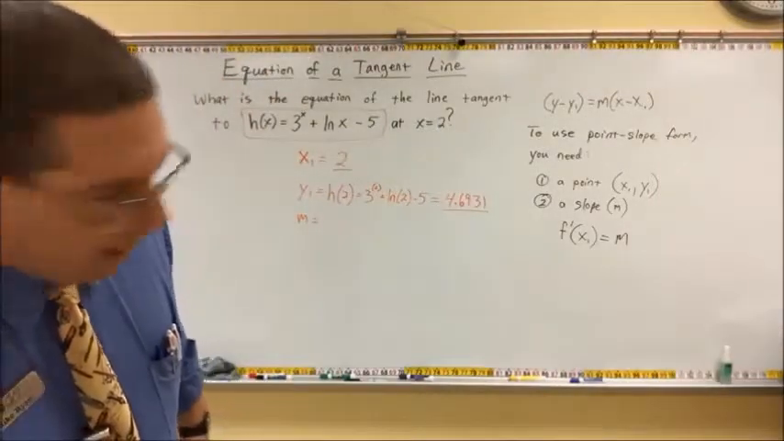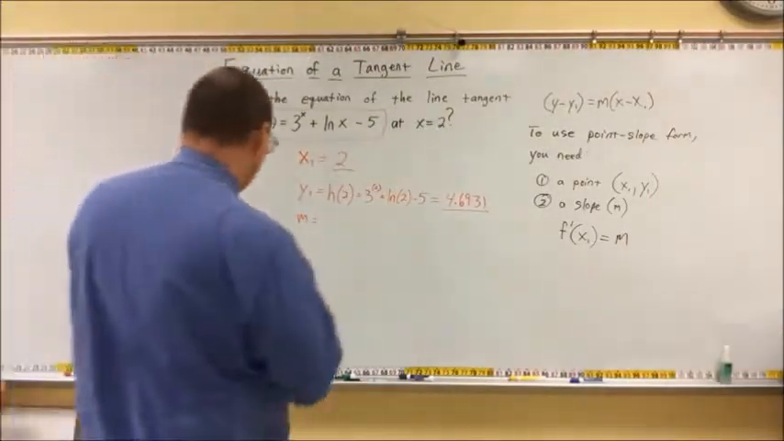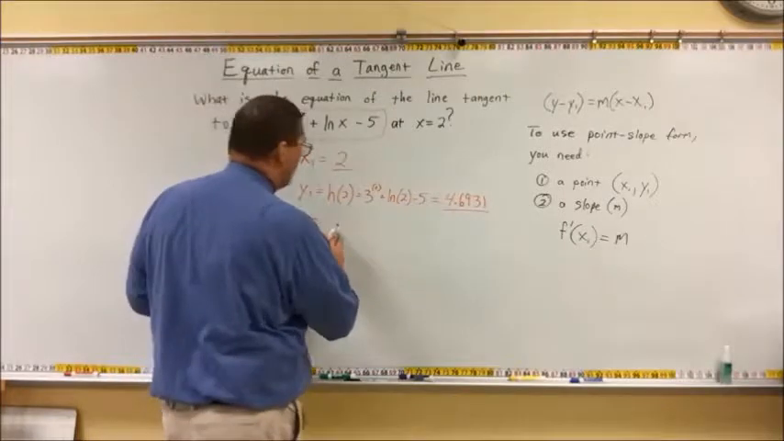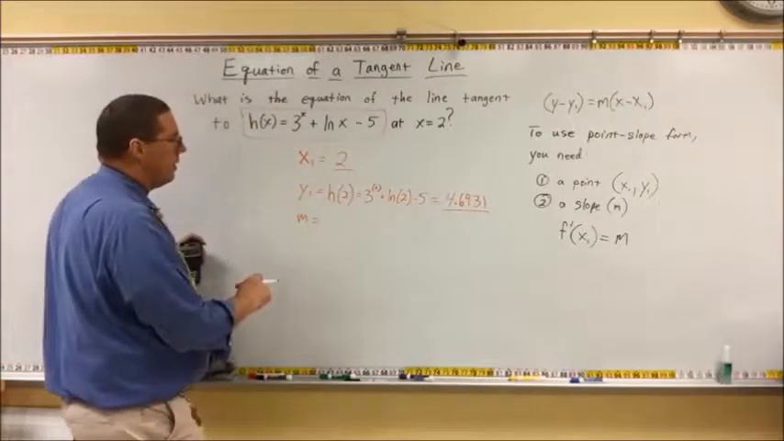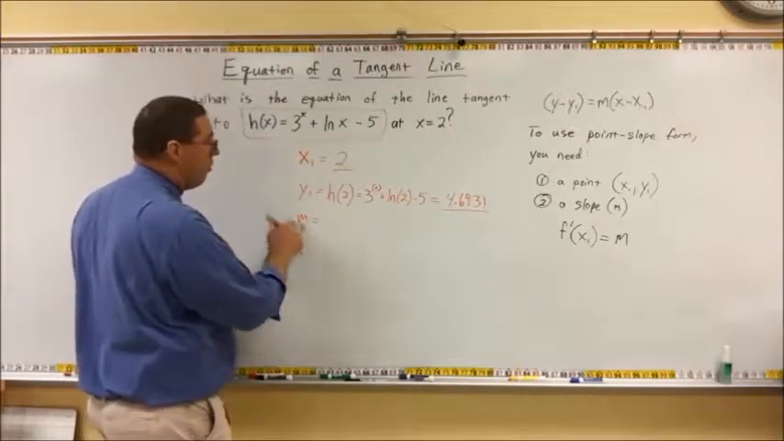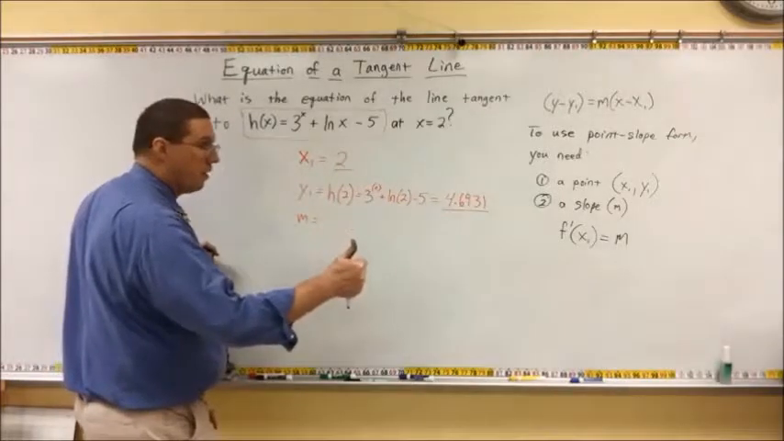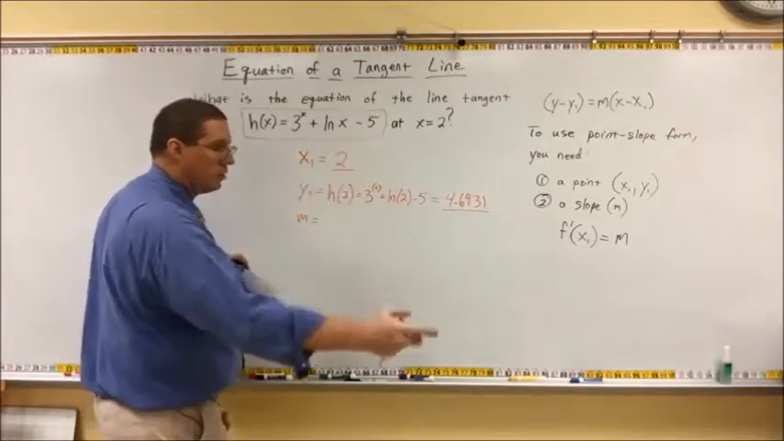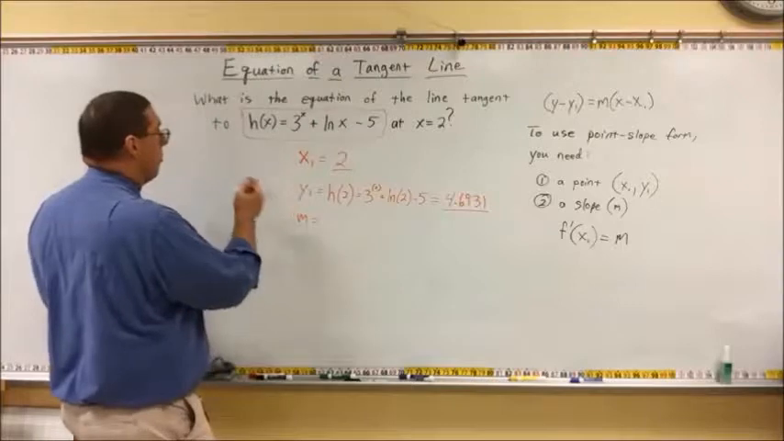All right, so I've got that. I probably need the calculator again. And now I need the slope. To get the slope, I need the derivative. So to find the slope, we do the derivative of the function, then plug the x value into the derivative. That's how we get the slope at the point.